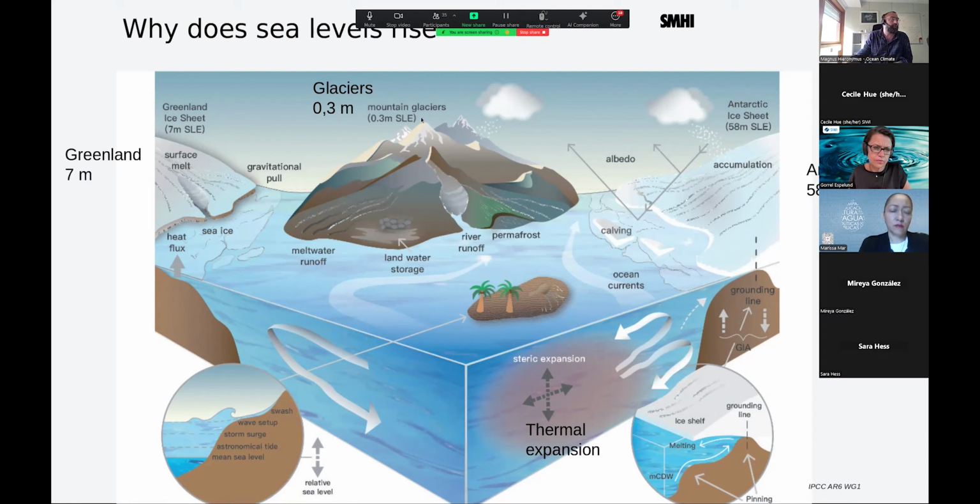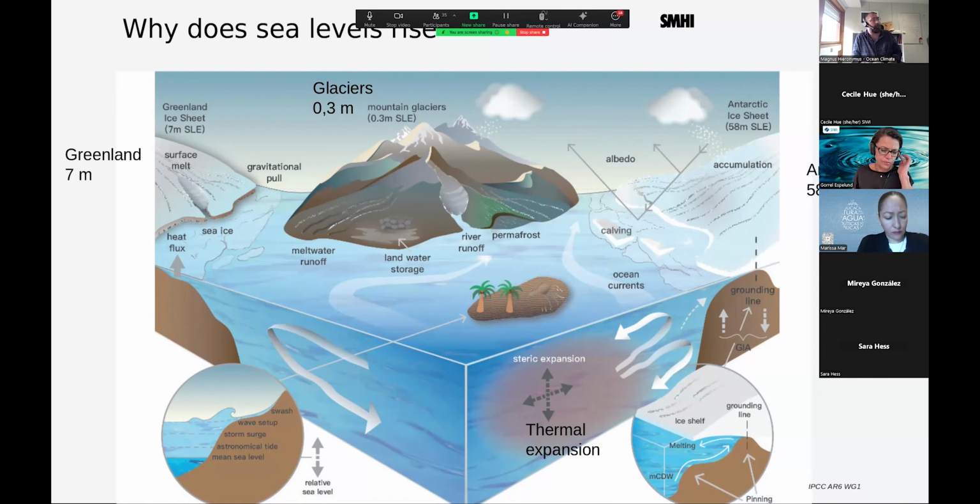That's mountain glaciers and the ice sheets on Greenland and Antarctica. And the reservoir that has contributed most of these so far is mountain glaciers. But the reservoir as such is quite small. If you melted all the mountain glaciers on Earth, you would raise the mean sea level of the global ocean by about 0.3 of a meter.